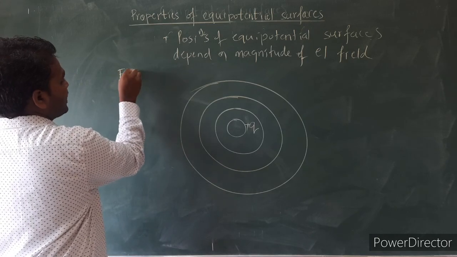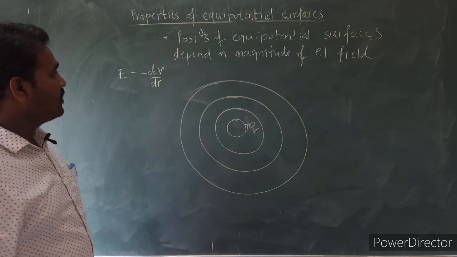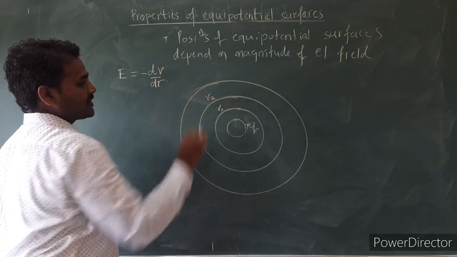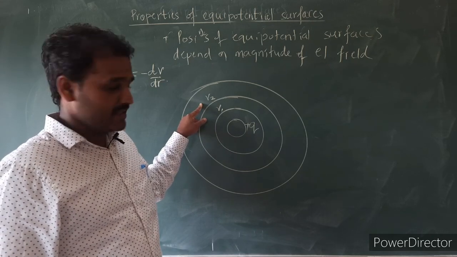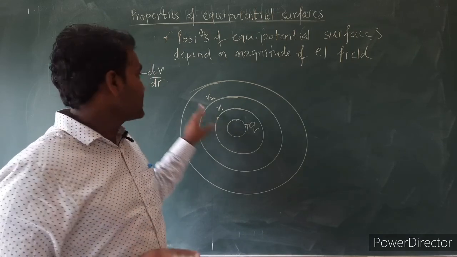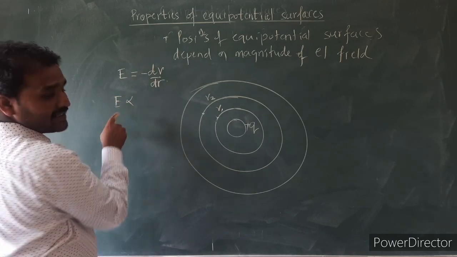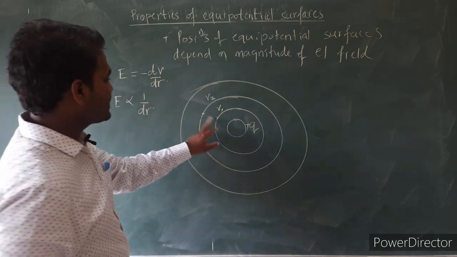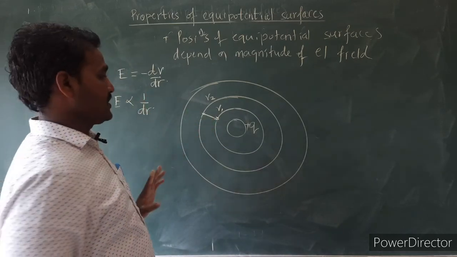We know electric field intensity is given by what? Minus of dV divided by dr. So, when I consider two surfaces, here the potential is V1, here the potential is V2. This is the first equipotential surface and this is the second equipotential surface. If I consider any 2 points on these two surfaces, the potential difference dV is a constant. When dV is constant, then simply I can write the magnitude of the electric field intensity is inversely proportional to the distance. What is this dr? dr is the distance between the positions of these two equipotential surfaces.